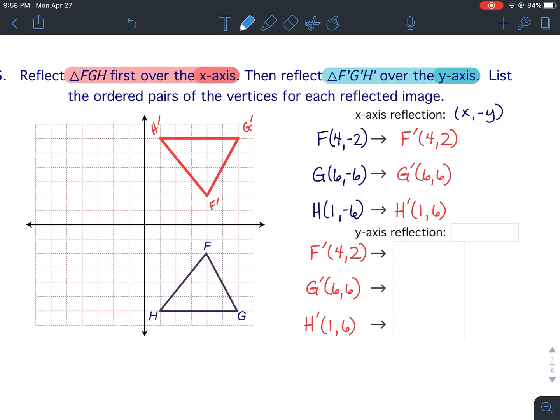Well, if an x-axis reflection is x, opposite of y, so again, on the x-axis reflection, x stays the same. With a y-axis reflection, y will stay the same, and we'll take the opposite of x. So it'll be the opposite of x, y. Now we are going to take the opposite of the x coordinates. I'm going to take the opposite of 4, the opposite of 6, and the opposite of 1. And the 2, 6, 6 will all stay the same. So F double prime is at negative 4, 2. G double prime is at negative 6, 6, and H double prime is at negative 1, 6. Pause your video, get all of that written down.